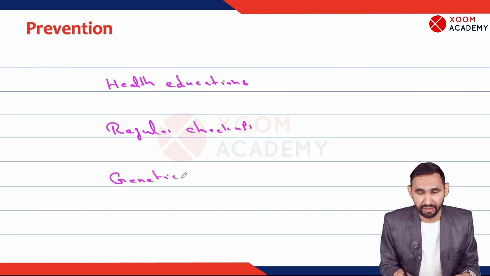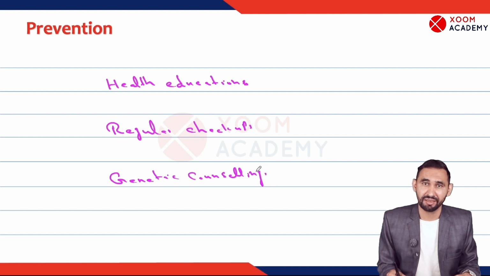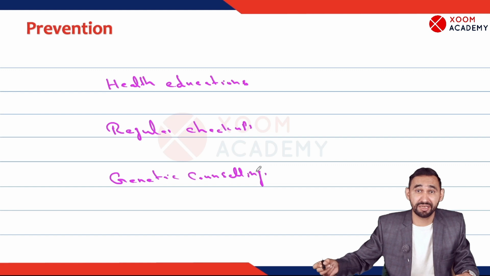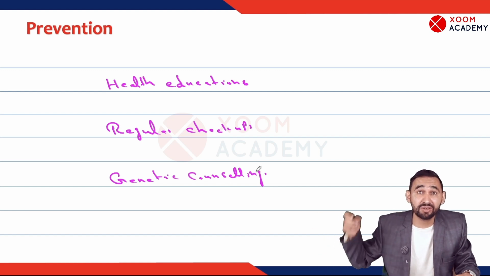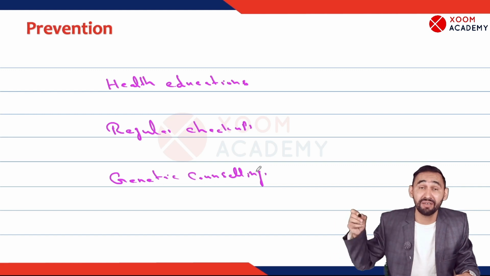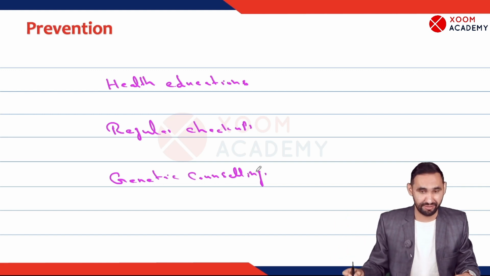What is genetic counseling? The incidence of these diseases is higher due to family history. Cousin marriages play an important role, as in the developing world, in Southeast Asia, especially in Pakistan, there is a tendency of cousin marriages. We need to discourage cousin marriages. We need to educate the families regarding cousin marriages if any congenital disease is present.